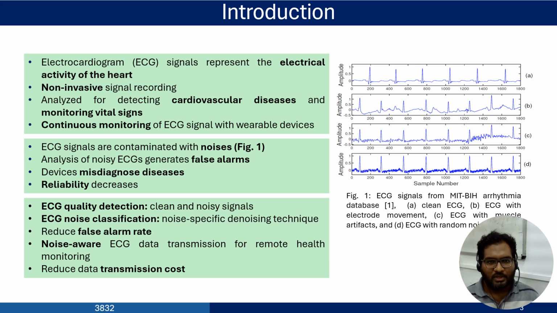These ECG signals can be recorded continuously by wearable devices. While recording continuously, the ECG signals are contaminated with noises like electrode movement, muscle artifacts, and random noise, shown in Figure 1B, C, and D respectively. Figure 1A represents a clean ECG signal.